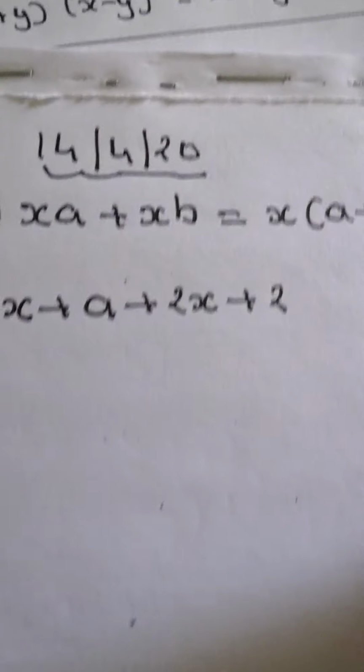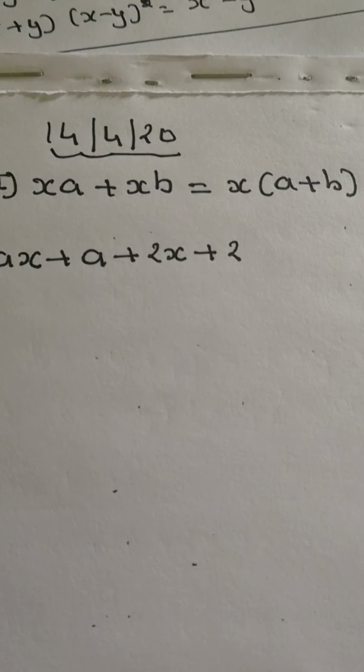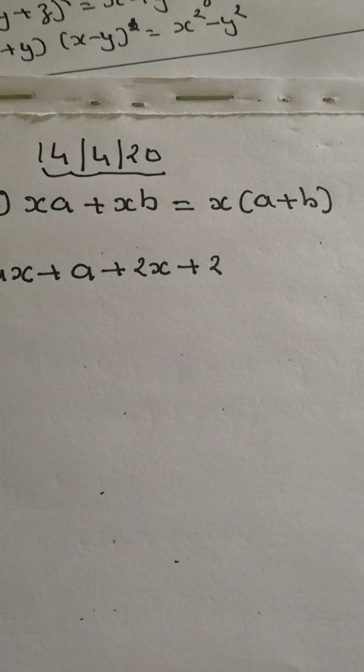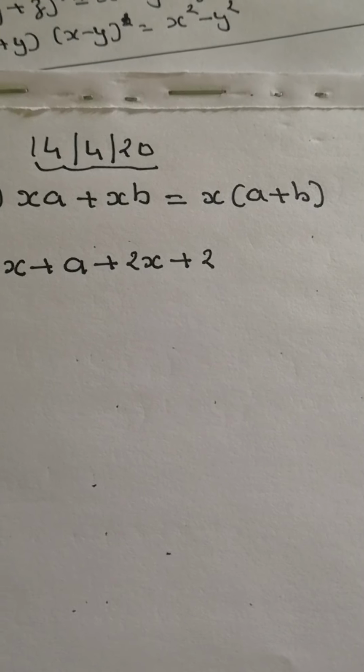In standard 8 and 9, you have studied certain factorization. Today we are going to study one of the identities of factorization, that is ax plus xa plus xb. Here in xa and xb, x is common, so we write x as common, and in the bracket we write a plus b. For this identity we are going to see some illustrations.